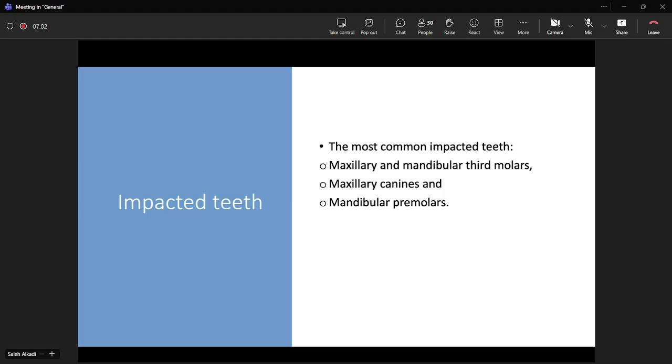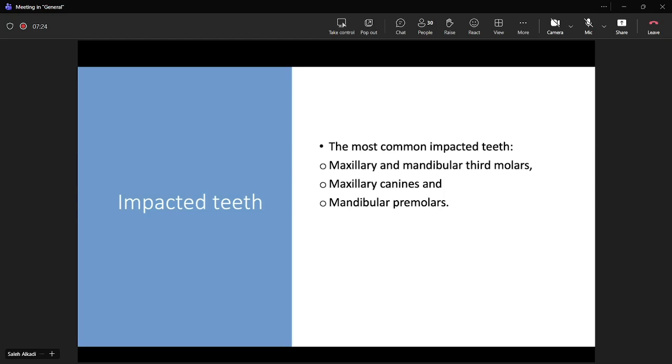The most common impacted teeth are number one, the maxillary and mandibular third molars, and the reason is obvious. They are the last teeth to erupt in the arch. Sometimes there is no space for them to erupt, so they stay impacted. The second most common are the maxillary canines, also for the same reason. We know that the maxillary canines erupt after the upper lateral incisor and upper first premolar. Sometimes those teeth take the space of these canines, so the canines may be impacted either buccally or palatally.